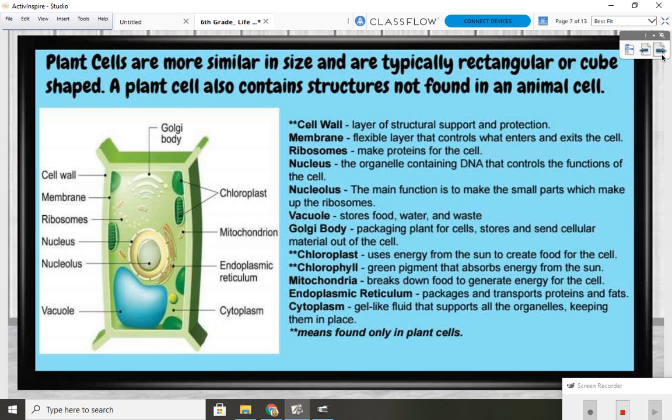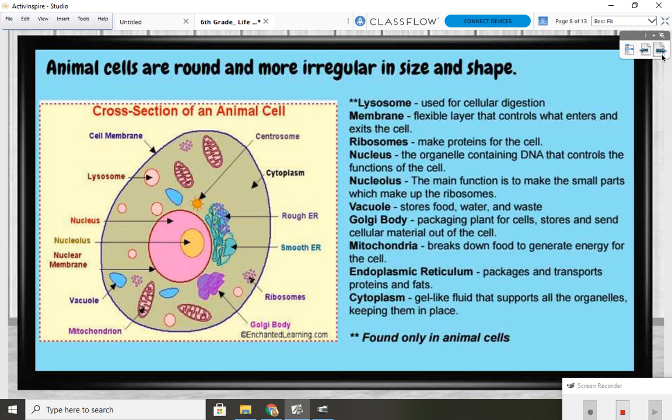Mitochondria breaks down food to generate energy for the cell. The endoplasmic reticulum packages and transports proteins and fats. And the cytoplasm is a gel-like fluid that supports all the organelles, keeping them in place. Here is an animal cell. And animal cells are round or more irregular in size and shape.